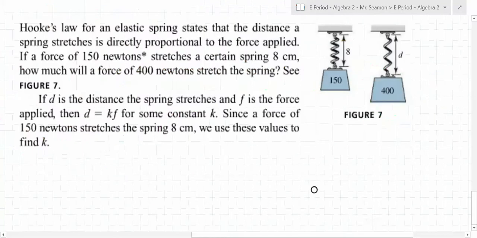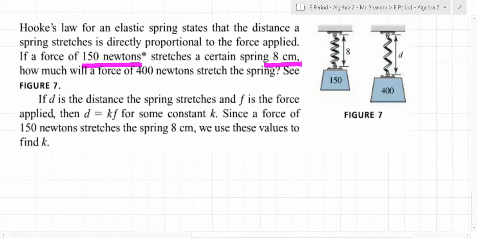Do a reality check. Someone says that you have a spring and a force of 150 newtons stretches it 8 centimeters. 150 newtons is the amount of force, and it stretches 8 centimeters. It's asking how much a force of 400 newtons will stretch the spring. It could be a proportion problem, but we're not solving it as a proportion problem right now. You can do many things different ways. I'm teaching you another way to do this one, but you're absolutely right, you could do this as a proportion problem.